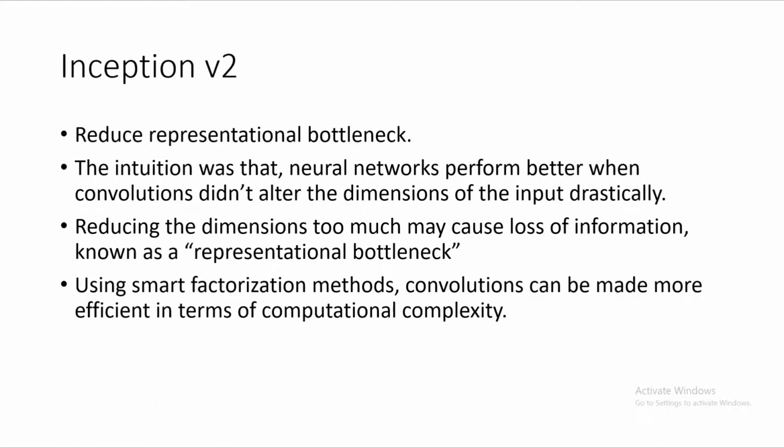So this was about the inception, and it has different versions. In inception version 2, it reduces the representational bottleneck, and the intuition was that neural networks perform better when the convolution doesn't alter the dimensions of the input drastically. Reducing the dimension too much may cause a loss of information known as the representational bottleneck, and using smart factorization methods, convolution can be made more efficient in terms of computational complexity.